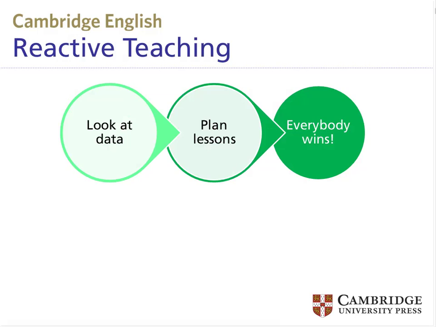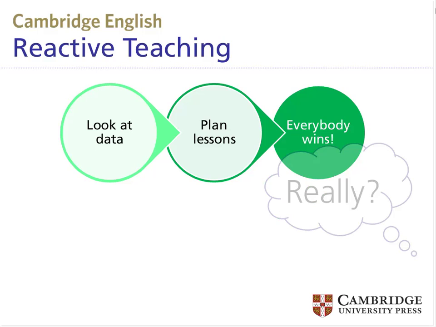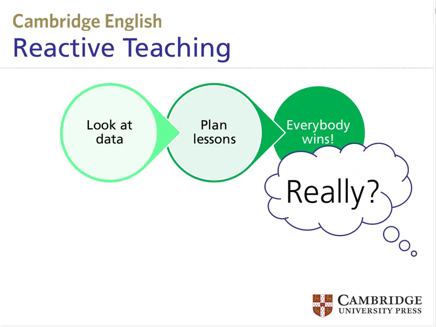Okay, so we have data. We're supposed to look at the data, and then from our interpretations and our conversations with the students, we plan the lessons, and then everybody wins. We make perfect lessons every single time. How amazing. Is that really how it works, or are there obstacles to how that actually happens?